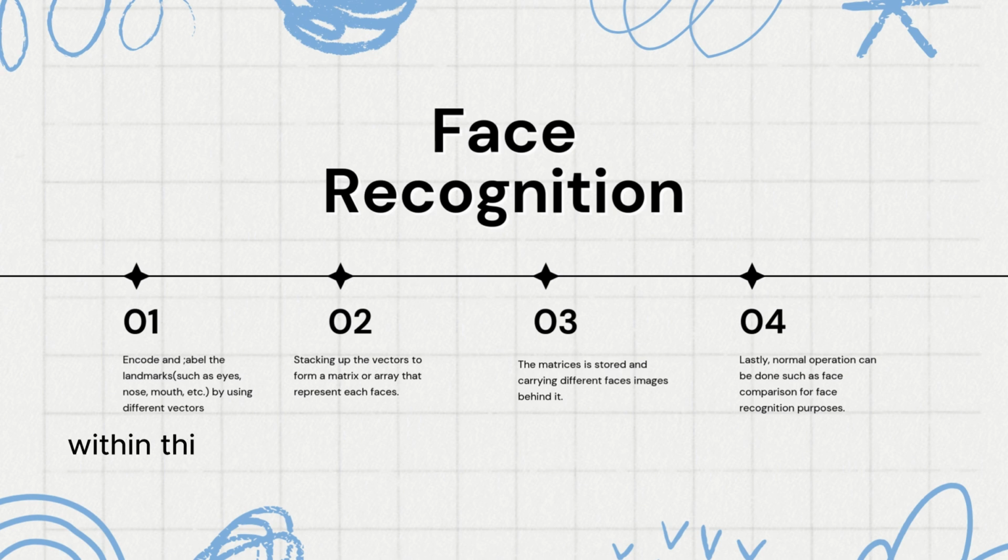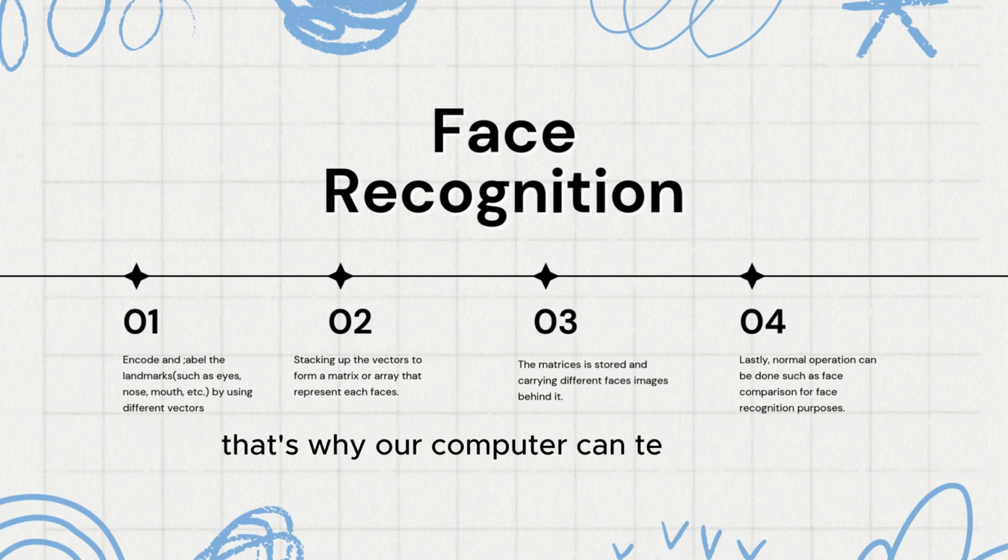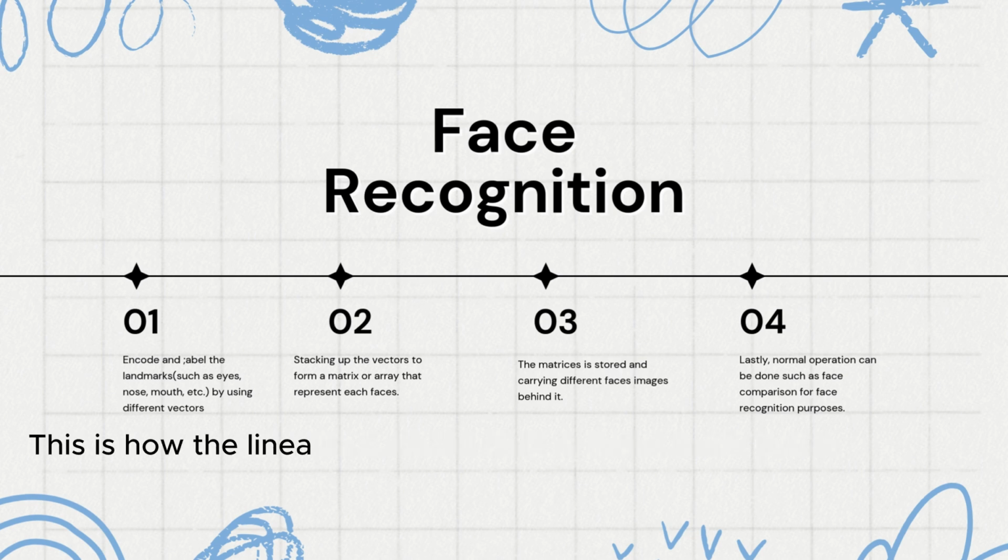Within this range, both matrices are considered row equivalent. That's why our computer can tell exactly that the picture of person A and person A are the same person. This is how the linear system helps in face recognition technology.